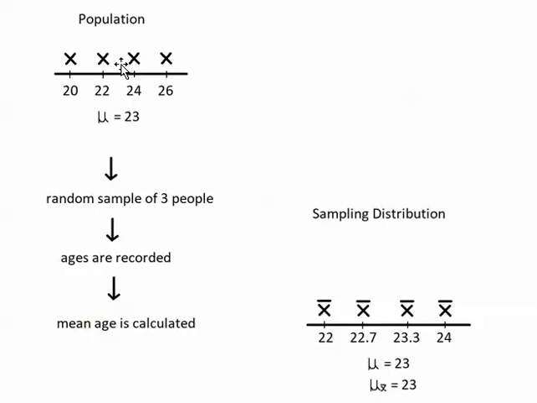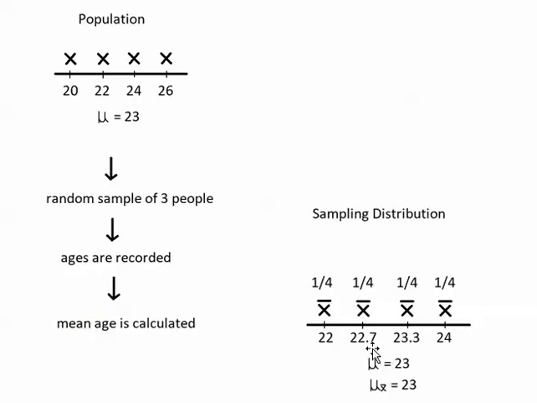Remember, we're taking a random sample of 3 people from this population of 4 people. We're recording the 3 ages, and we're calculating the mean of the 3 ages. In this situation, the sample mean is going to come out to some number, and the number that it comes out to depends on which 3 people are selected. There's a 1 out of 4 chance that the sample mean will be 22, because 1 out of the 4 possible samples has a sample mean of 22. There's a 1 out of 4 chance that the sample mean will be 22.7, because 1 of the 4 possible samples has that sample mean. These other two numbers also have a 1/4 probability.